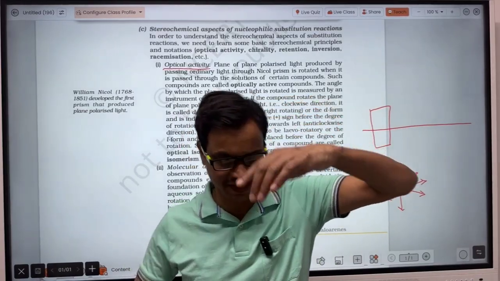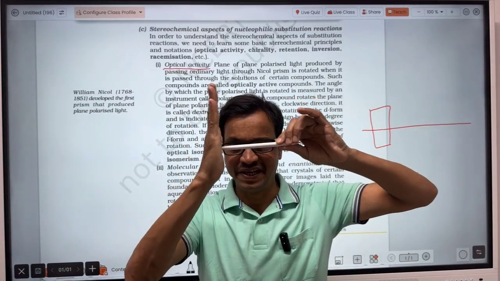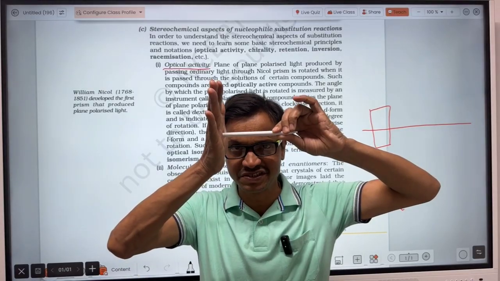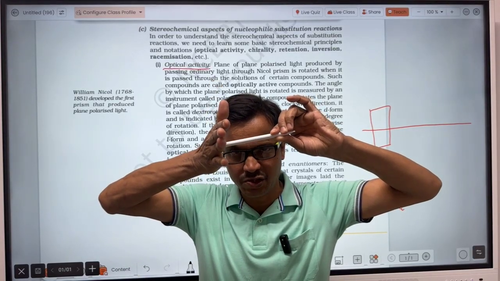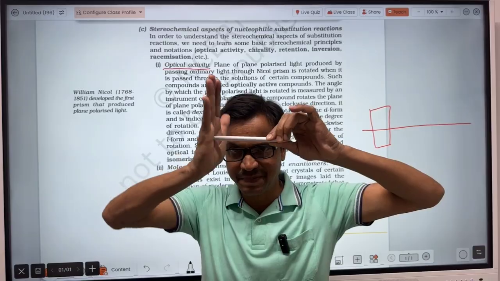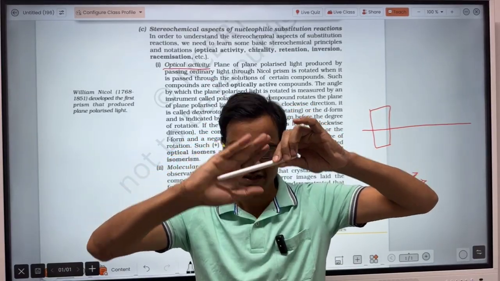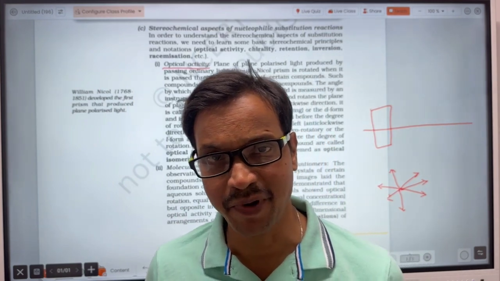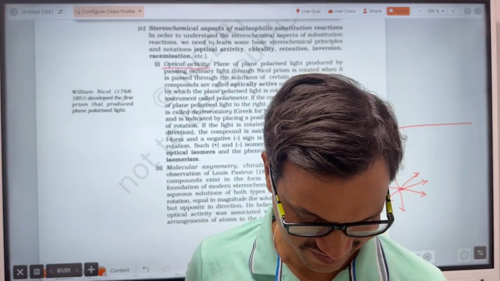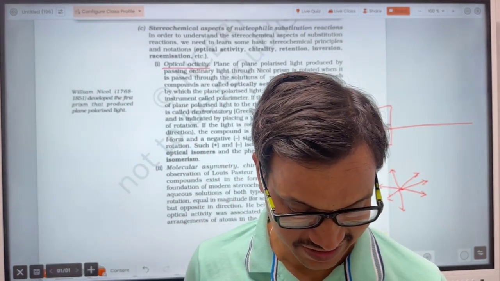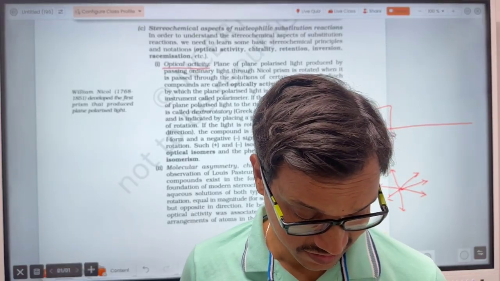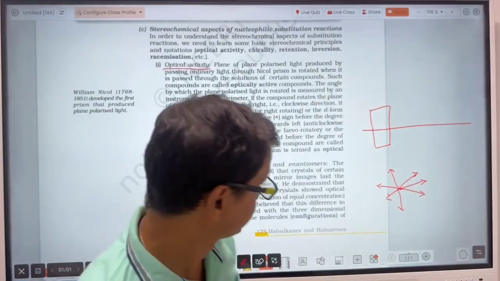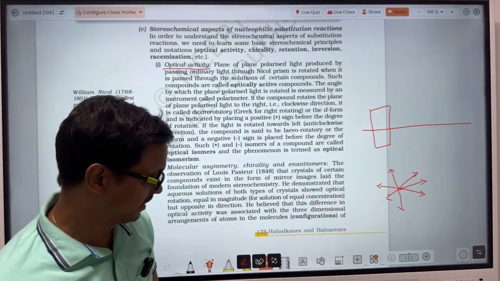Suppose this is a line here. This plane is perpendicular to this line. This plane is also perpendicular to this line. This plane is also perpendicular to the line. This plane is also perpendicular to the line. So along a line, there will be an infinite number of planes.